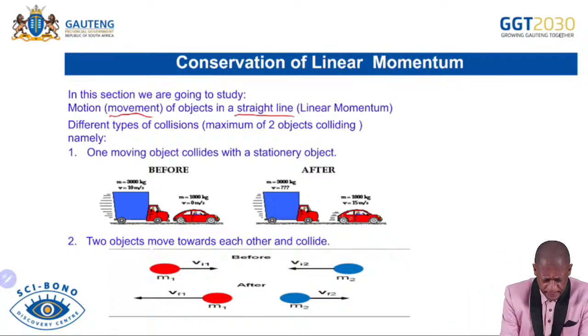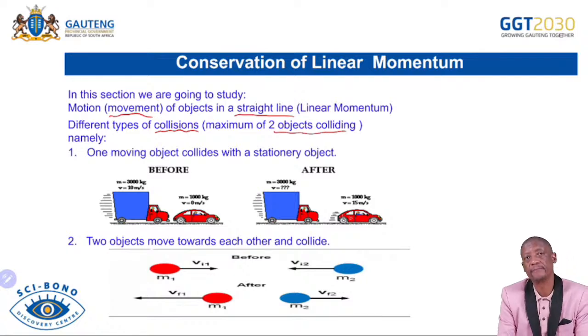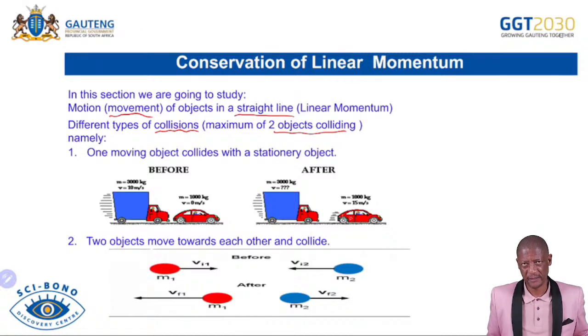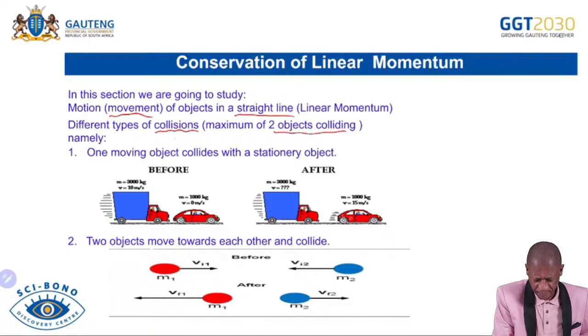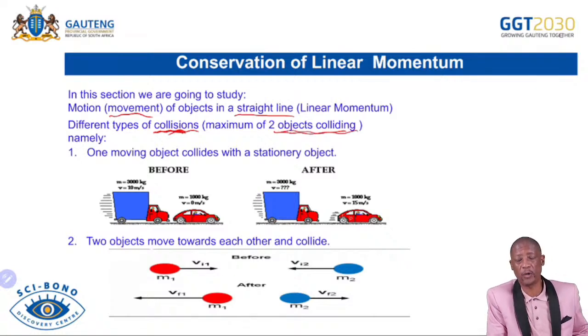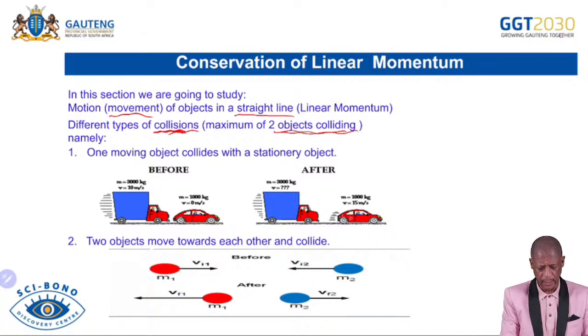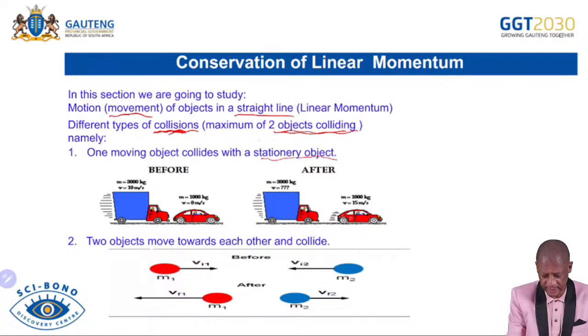Then the difference between the collisions, right? A maximum of 2 objects, not more than 2. We're going to talk about 2 objects colliding here. So the collision that we look at is going to be between 2 objects. That is very important. Now, namely, one moving object collides with a stationary object. Stationary, that is at rest.